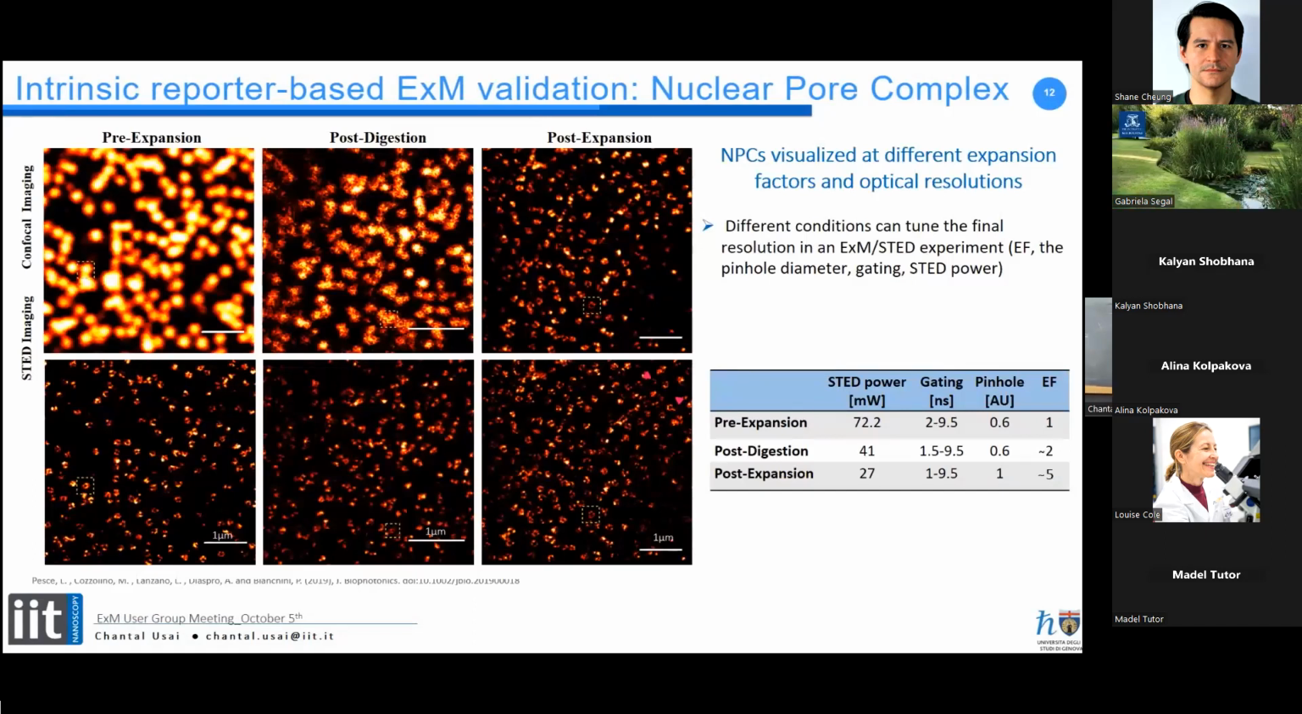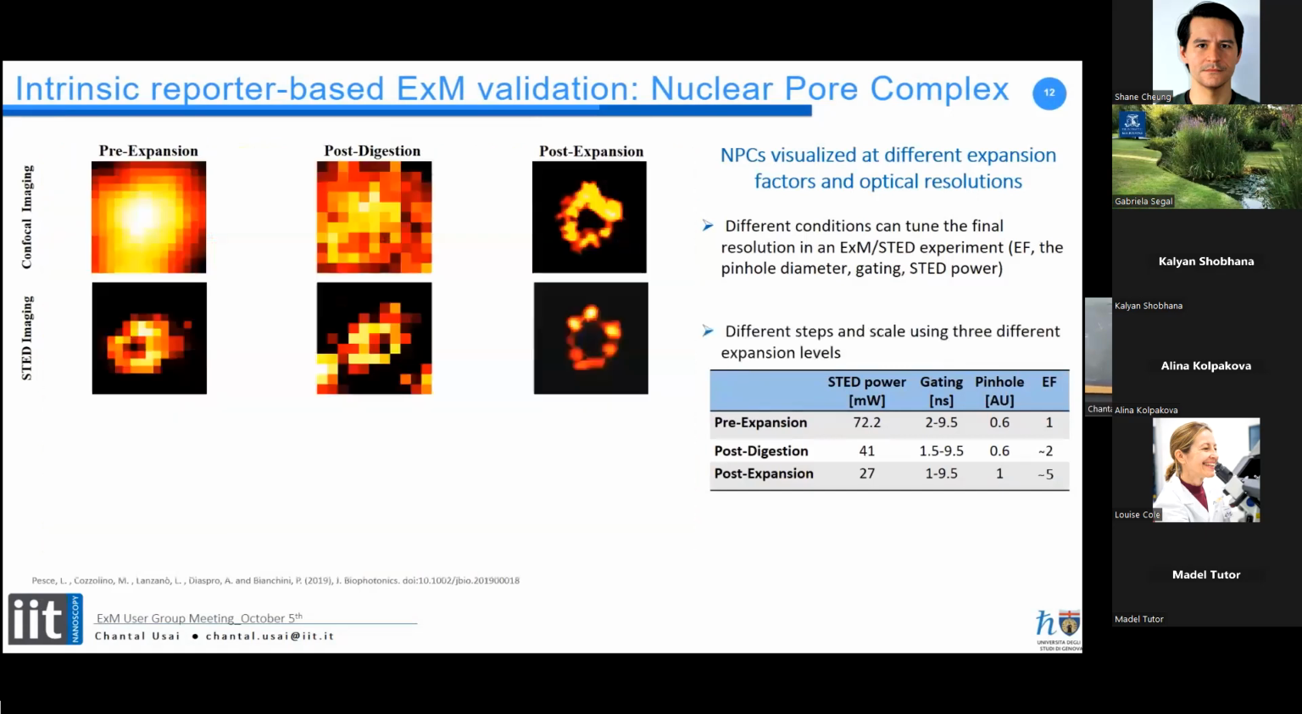and there were a lot of parameters that needed to be finely tuned experimentally. And this analysis was performed at 3 different expansion levels. Before the expansion, so on our biological sample as it was; post-digestion, since after the digestion you usually achieve a first expansion, which in our case has an expansion factor around 2; and then at the end of the full expansion in water, which in our case has a macro expansion factor around 5.